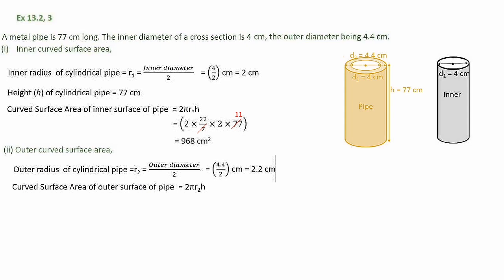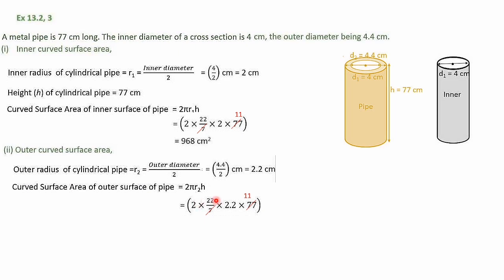Next we will go for the outer curved surface area, that is 2 pi R2 H. The formula is 2 pi rh. Since we have two radii, we have to use R1 and R2. Here the outer one we have considered as R2. So 2 pi R2 into H. Substitute it: 2 into pi 22 by 7 into R2 is 2.2 into height is 77. Here also 7 and 77 we can cancel 11 times.